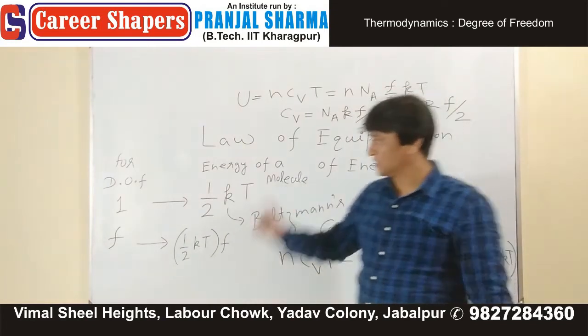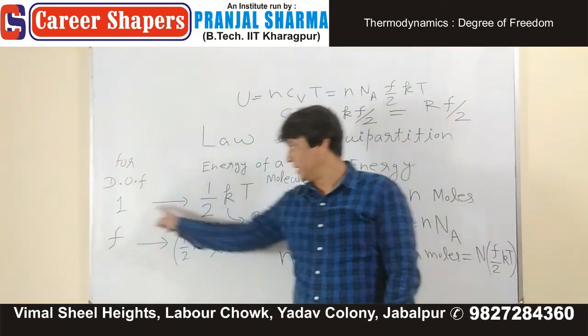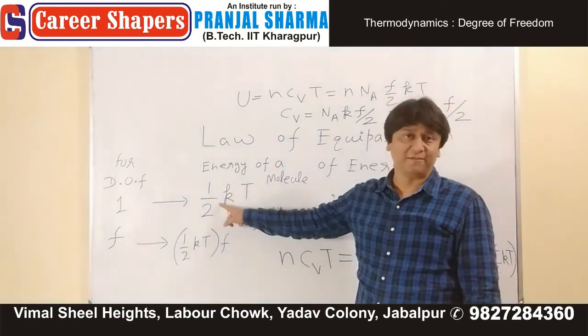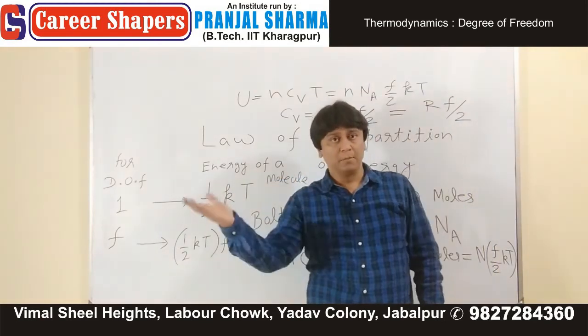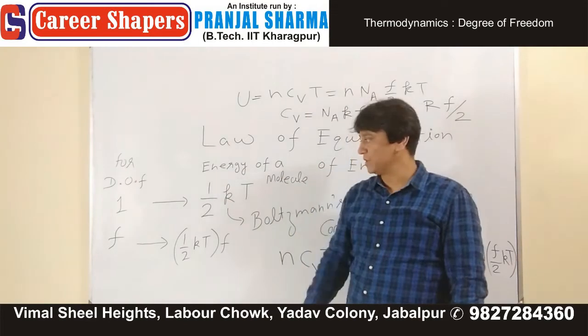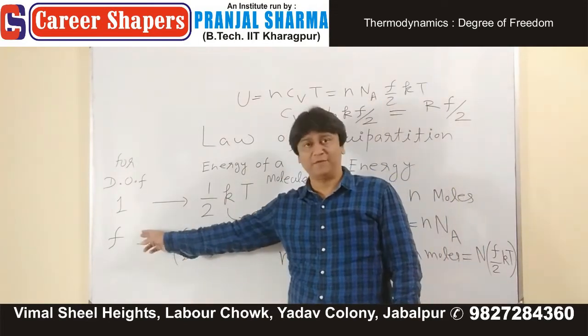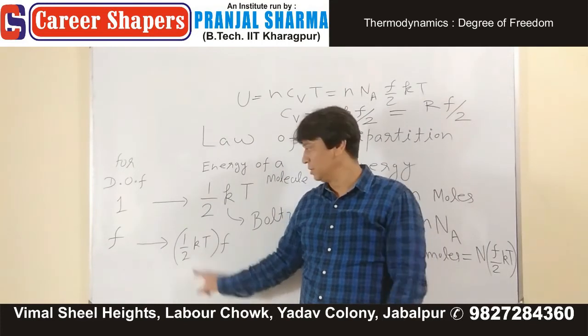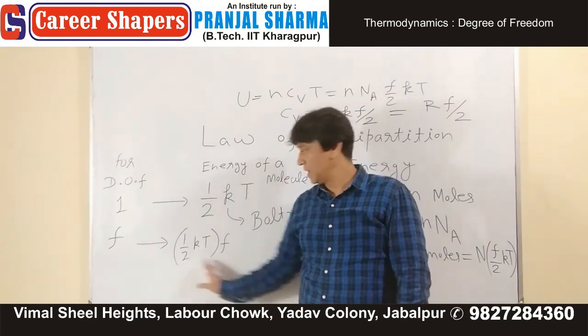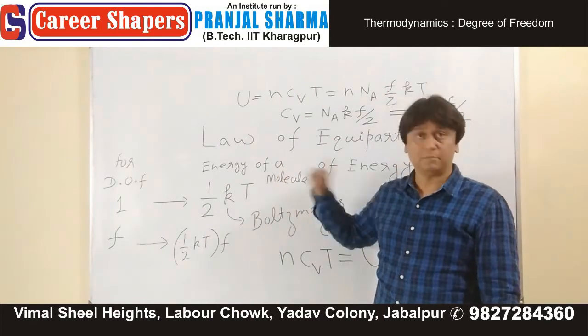Understand everything fast. For 1 degree of freedom, a molecule has what? Half kT. What is half kT? Energy of a molecule per degree of freedom. Remember this. How many degrees of freedom do you have? F. So what is the energy of a molecule? Half kT into F. Energy of a molecule.